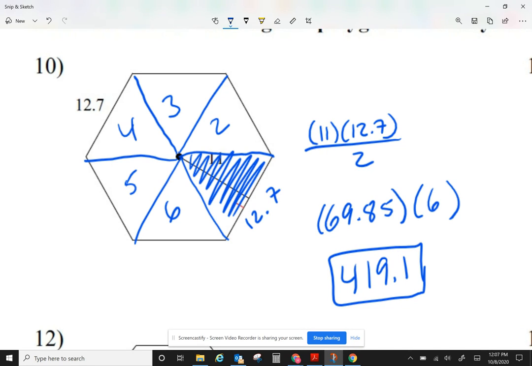So what I did was my polygon, I broke it into triangles. There's 6 triangles in this case. I broke my polygon into triangles, I found the area of one of the triangles, right? One of my triangles was 69.85. And then I multiply by how many triangles there are.